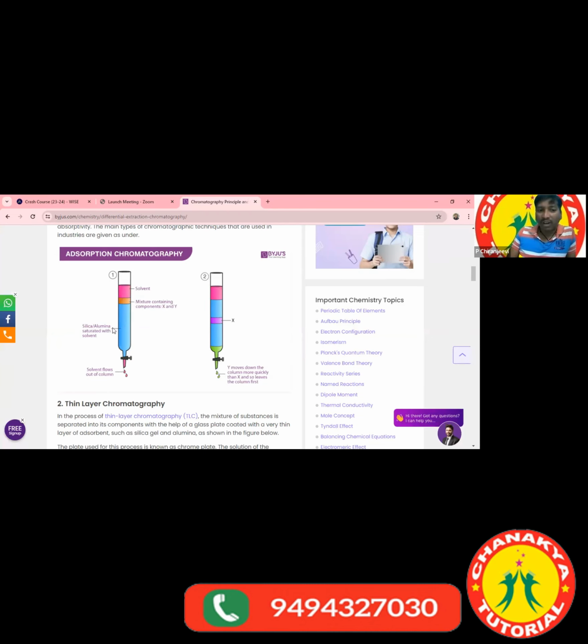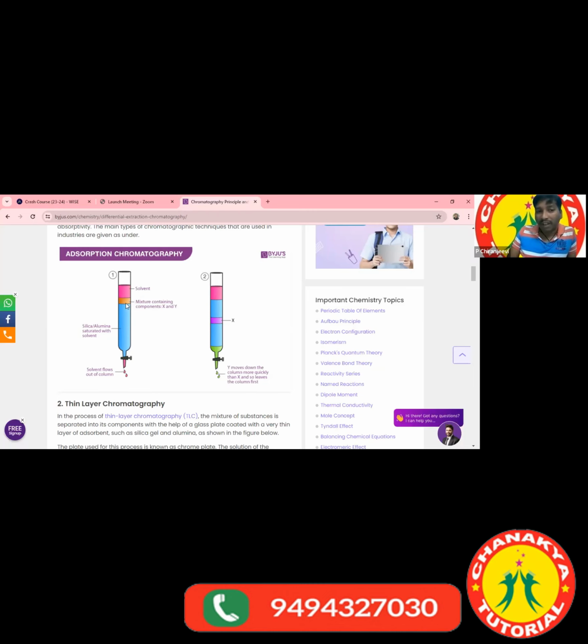After filling the silica gel or alumina, we take some capillary juice. What is meant by capillary juice? If you crush the leaves, we will get some green color liquid. That green color liquid we call capillary juice. The capillary juice is placed on the top of the column. The mixture contains the components X and Y.